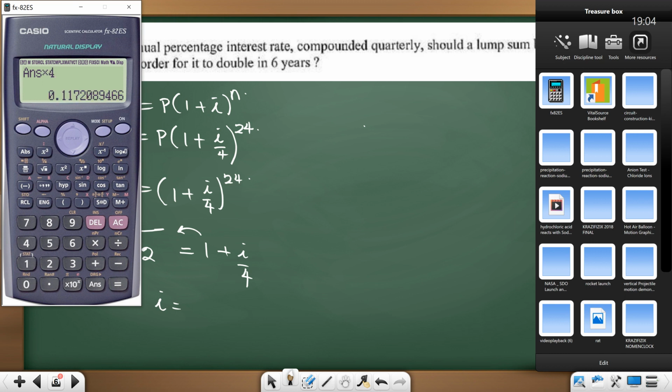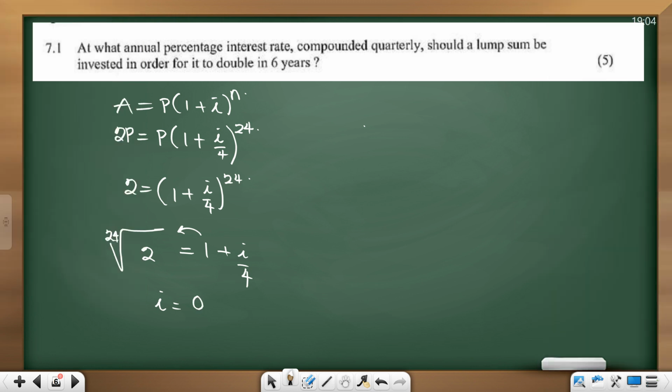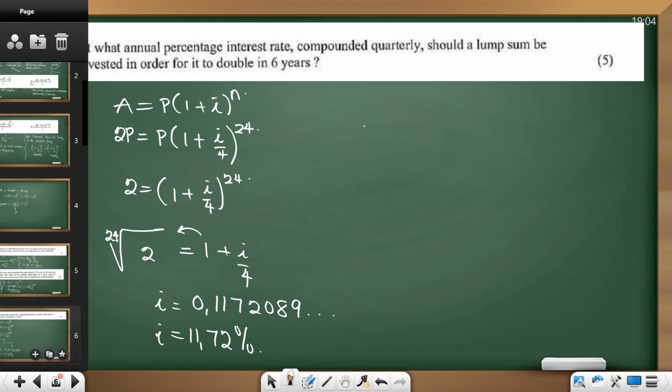What's that answer? 0.11. Please, before you multiply by 100, I need that answer. Very key. Do you have it there? Okay, but you've multiplied by 100. Okay, so give it to me. 0.11720. Right, you can then do that. So what's my interest there? Multiplied by what? By 100, and we're done. Are we okay, guys? All right.